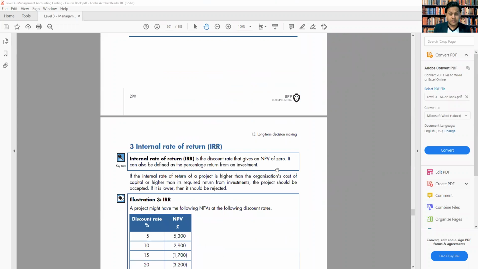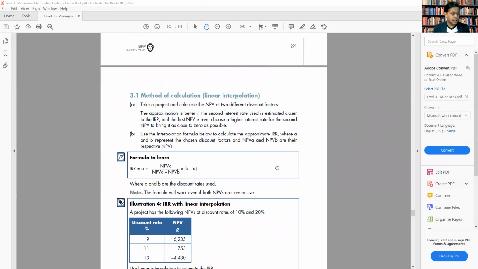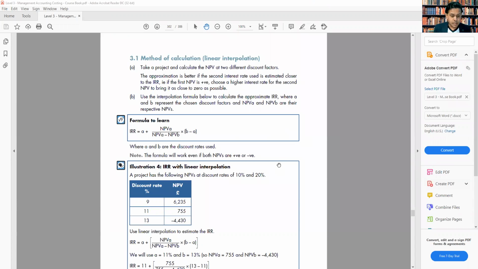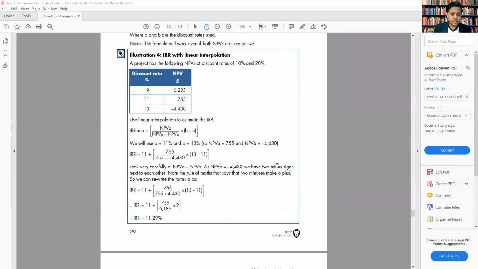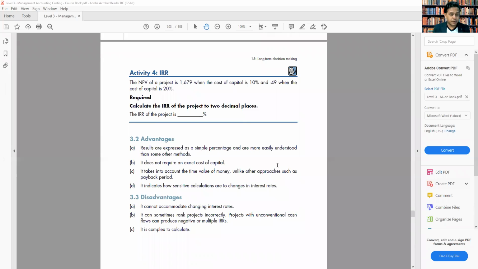The next question we have is IRR, internal rate of return. As I said, there is a lot of information in the books. Please read this because in the exam, you're not going to see the same question. The question will be different. So you have to have the knowledge inside so that you can do whatever is required.